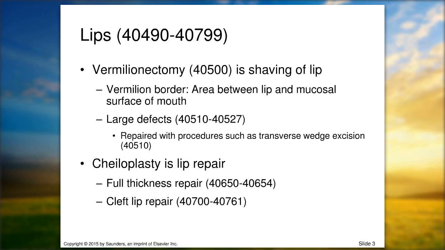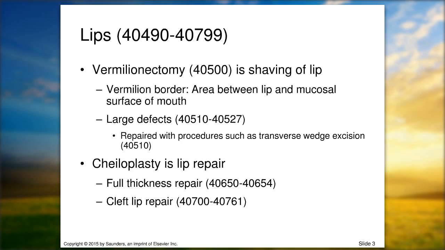On page 653 in your textbook, we start off with a vermilionectomy. This is a shaving of the lip, the first subheading of the digestive subsection. So if you look on page 265 in your CPT book, the very first subsection is lips. And we have excision, repair, and other procedures.